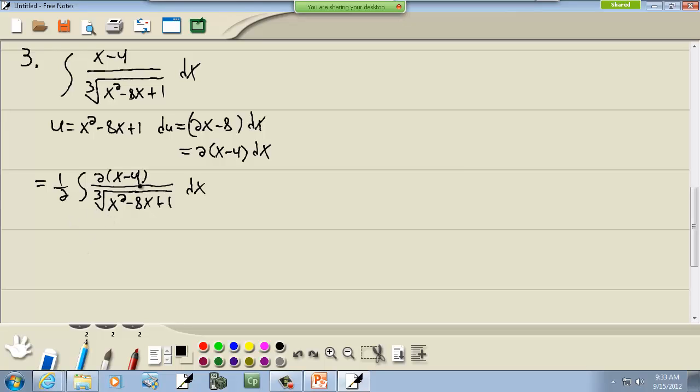That's a 4 there. Now we're ready to do our substitution. The 2x minus 4 dx gets replaced by du, and this gets replaced by u, so we got 1 over the cube root of u du.